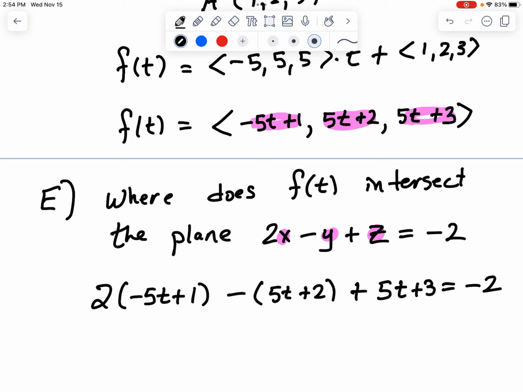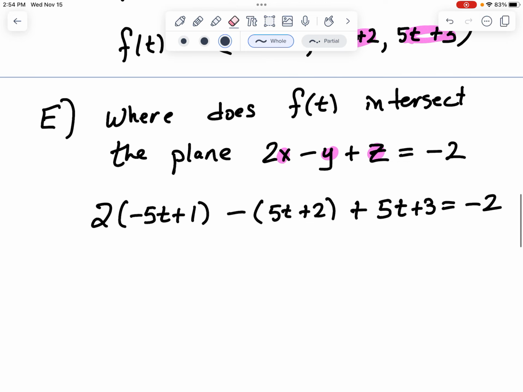So I am confident that this is going to have an answer, because the vector for this plane is the vector 2, -1, and 1. You just take the coefficients in front of the x, y, and z, and then that is not parallel to -5, 5, 5. So I know that they're not parallel. If they're not parallel, they have to intersect. And then just do the algebra.